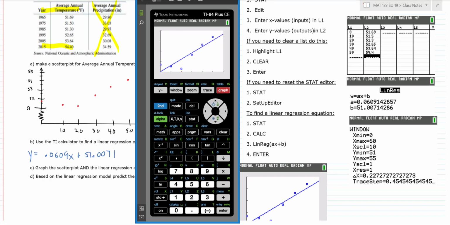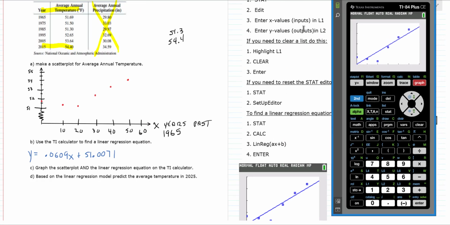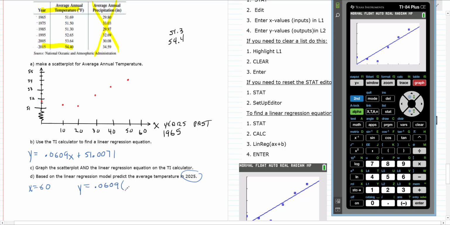I'll show you a couple of ways to solve the next part of the problem. The next part says, what is the temperature going to be in 2025? Well, if you count this out, 0, 10, 20, 30, 40, 50, 60, this would be when x is equal to 60 years. So we just do y equals 0.0609 times 60 plus 51.0071.